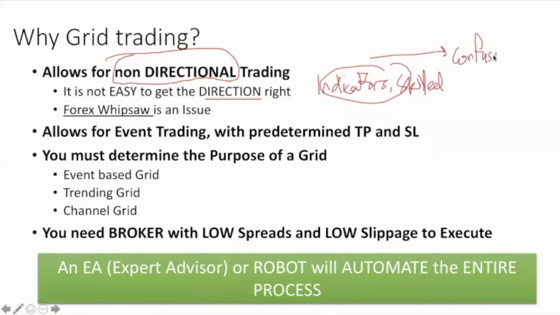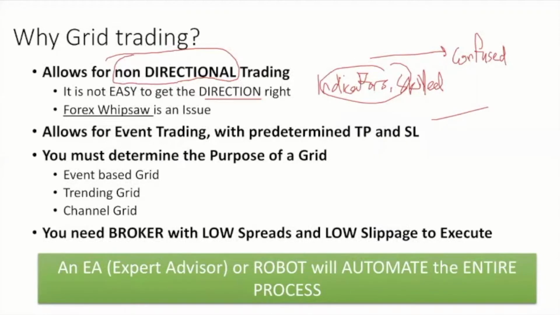And we know the nature of the Forex market, that sometimes it just tricks you into believing, there's a lot of whipsaws, there's a lot of fake outs, right? So this is an issue now. A grid allows you to basically take trades in a very well-disciplined manner. So it also allows for event trading with a predetermined TP, target profit, and also a stop loss.